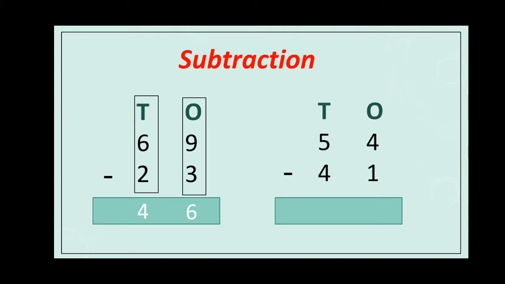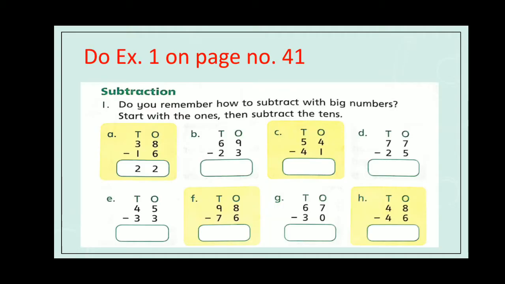Now another example, 54 minus 41. Let's subtract ones first. 4 minus 1 is equal to 3. Now tens column, 5 minus 4 is equal to 1. So we have 1 tens and 3 ones. 54 minus 41 is equal to 13. Now do exercise 1 on page number 41.